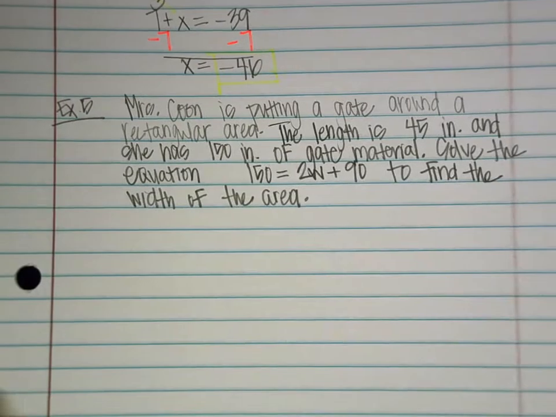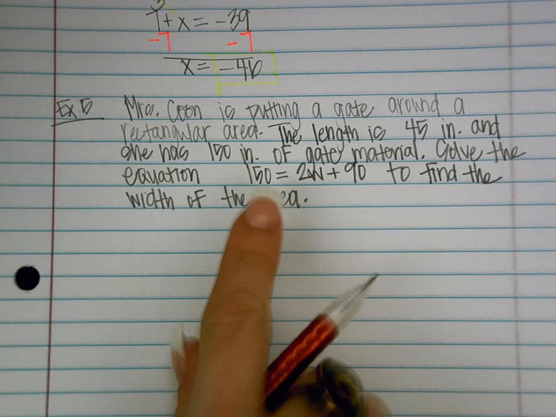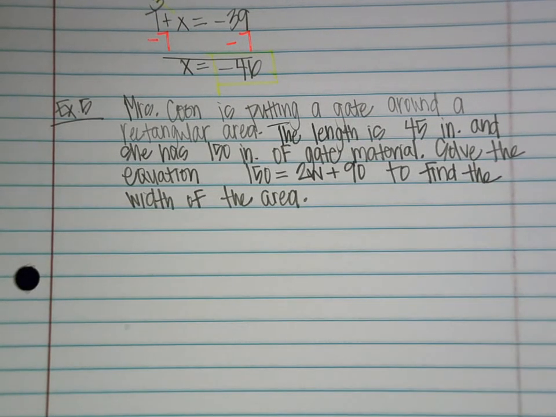So, basically, let's say that I have a baby, I want to put a baby gate up around a rectangular area. I want to keep my daughter in a little area so she doesn't go in the kitchen or something and get hurt. If I know that the length of my gate is going to be 45 inches long, and I have 150 inches total of the gate material, I'm going to know what would be the width. How big of an area am I creating here?